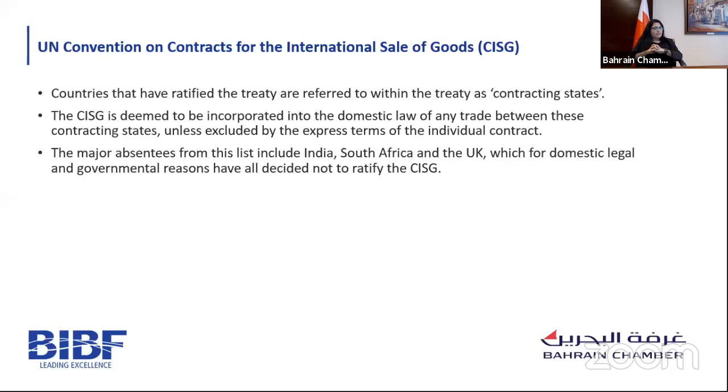So normally, all the contracts are governed by the CISG rules. What are the CISG rules? The CISG is the Convention on Contracts for the International Sale of Goods. As of today, 89 countries all over the world have ratified it or are members of this convention. Only 3 countries haven't signed: India, South Africa, and the UK. So whenever you are trading with these 3 countries, you need to make sure what law will govern if there is any dispute between the parties.